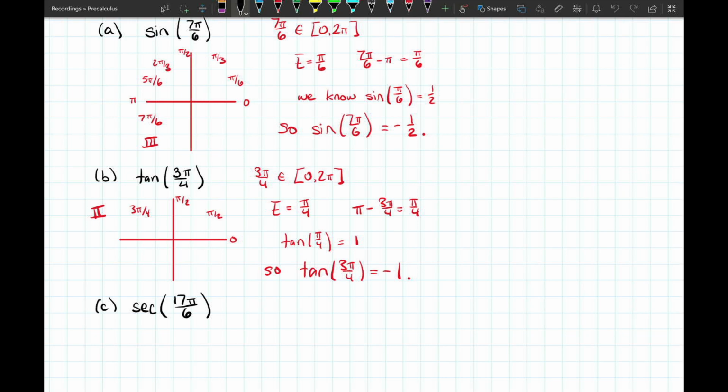Okay, wow, let's try secant of 17 pi over 6. 17 over 6 is definitely bigger than 2. So unfortunately, 17 pi over 6 is not in the interval from 0 to 2 pi. Let's see if we can fix that.